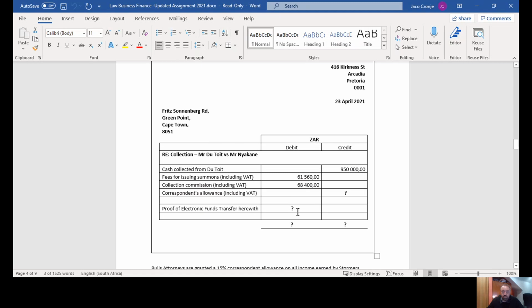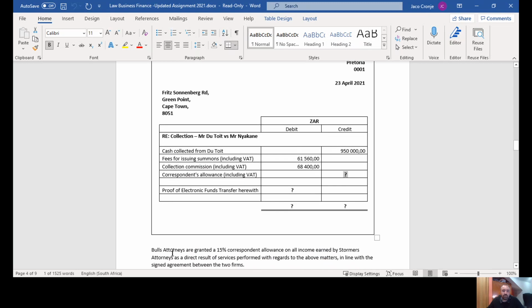Now, I can't actually give you the answers, but I'm going to tell you pretty much how to calculate it. So that question mark there, our correspondence allowance, if we read down here, it says Bulls attorneys are granted 15% correspondence allowance on all income earned. Now, remember, these amounts are already including VAT. So to calculate that amount there, you take the 61,560 plus the 68,400 and you times that by 15% and you write the amount in there. So that is my correspondence allowance on both transactions.